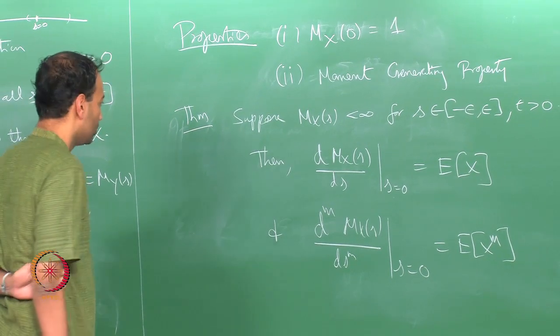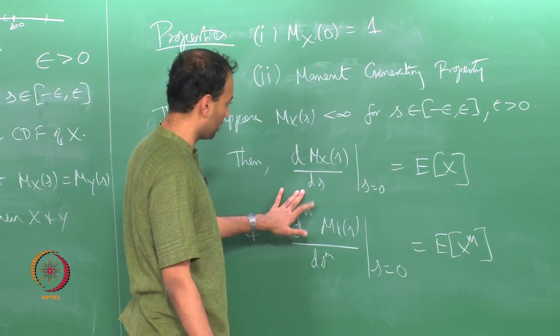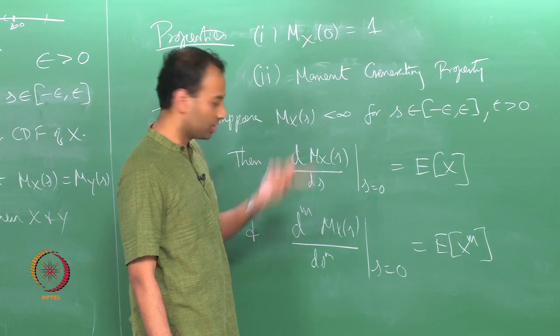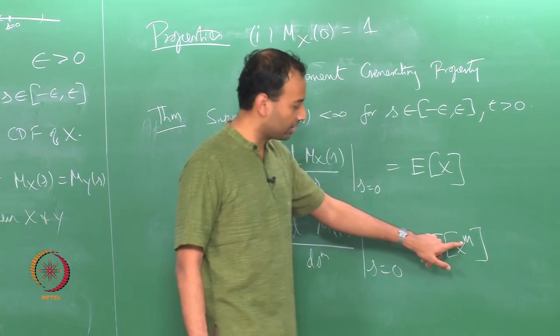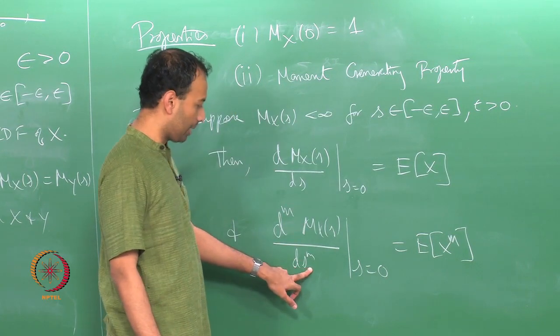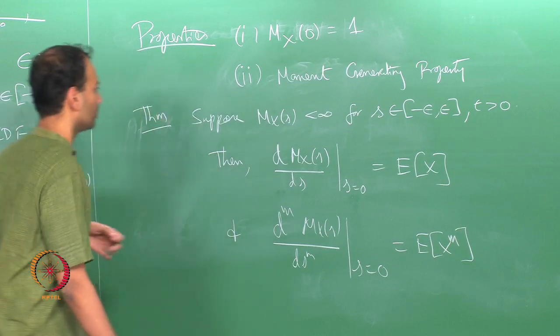Okay. So, what this is saying is that if you take the derivative of the moment generating function with respect to S and set S equal to 0, you get the expectation, which is the first moment, and generally the mth moment is obtained by evaluating the mth order derivative and taking S equal to 0, okay.